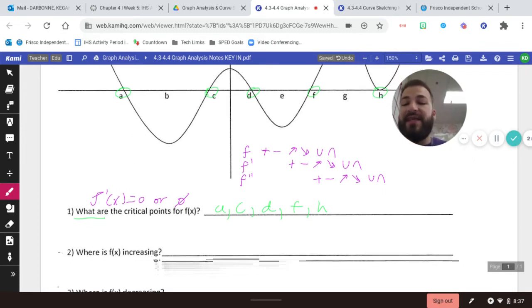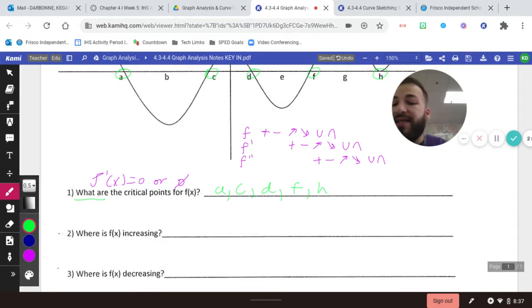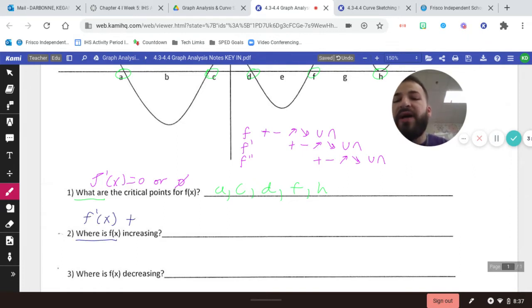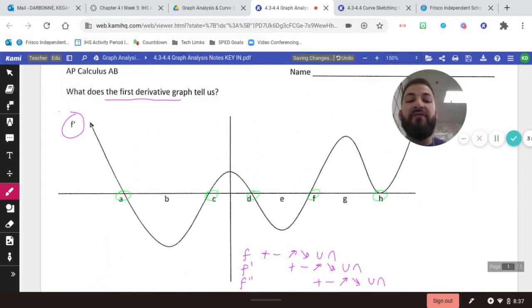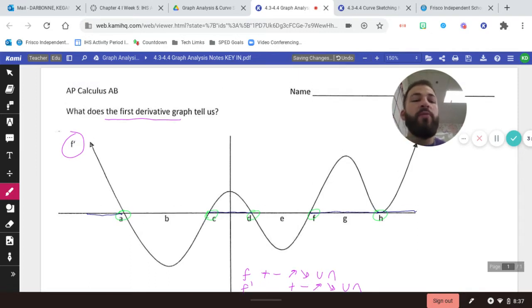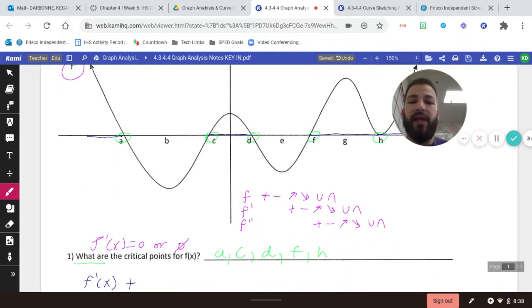Where is f of x increasing? Remember, f of x is increasing when f prime of x is positive. So f prime of x is positive everywhere where it's above the x-axis. So it's increasing from here to here, from here to here, and from here to here. And technically it increases all the way from F to the end, but we do have to stop at H, because what did we already say H is equal to? H is equal to 0. So it's not increasing or decreasing at H. So we do have to still split it up.